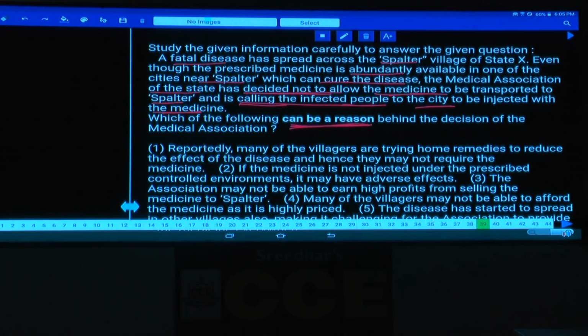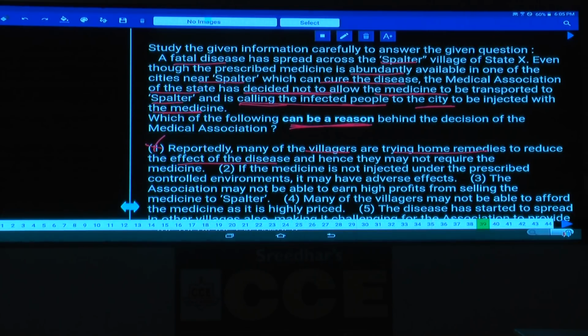Why they have decided to call the patients rather than transporting the medicine to the village? What could be the reason behind this? ఏమై ఉండొచ్చు చెప్పండి? Reportedly, many of the villagers are trying home remedies to reduce the effect of the disease. Is this the reason? చాలామంది సొంత వైద్యం చేస్తున్నారు అని అందుకే వీళ్ళు పంపించట్లేదు, వాళ్ళ మీద కోపం కానీ, isn't it? And it is not directly related.